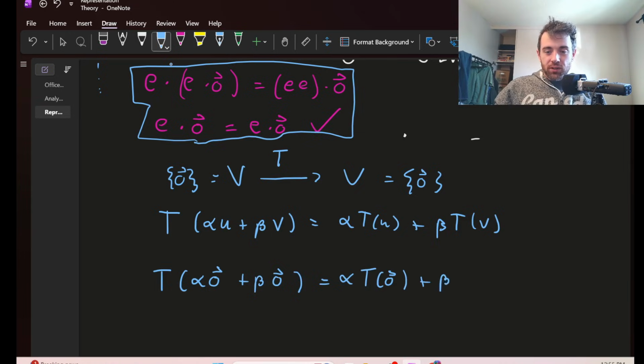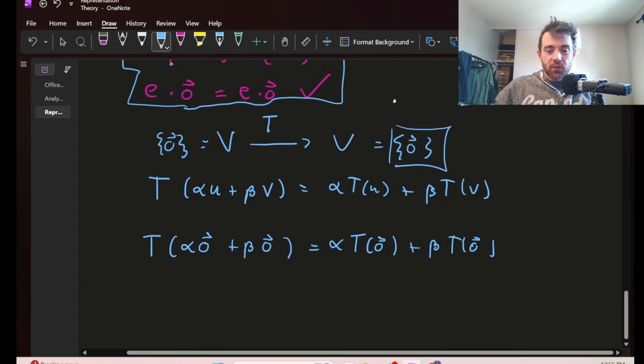Give me a moment to write this out. Okay. And well, where does T send the zero vector? Well, it can only send it to one thing. Again, there's only one thing in this vector space. So what do we send it to? We have to send it to the zero vector.